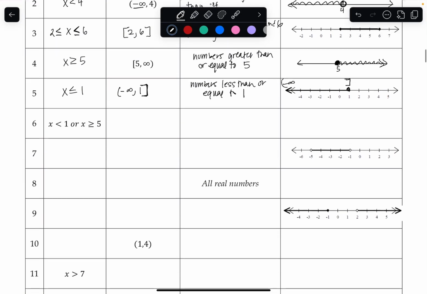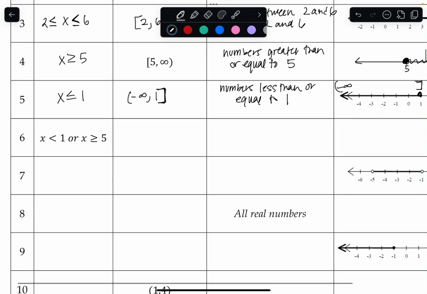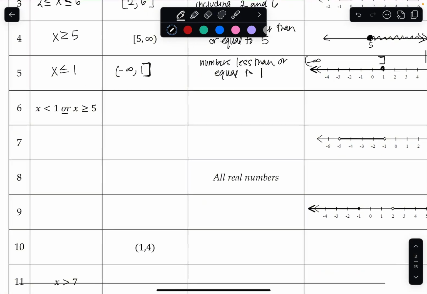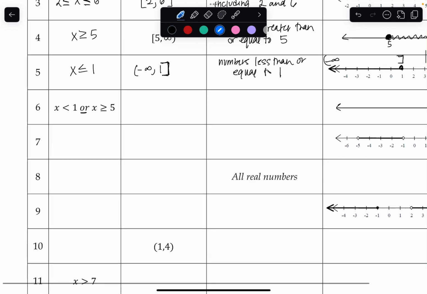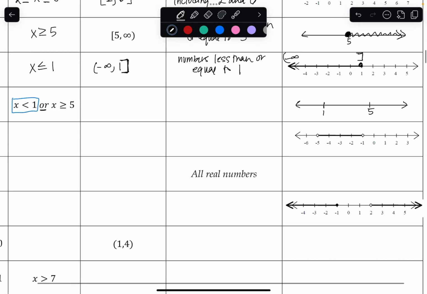All right, so now we're going to get into some compound inequalities. x is less than 1 or x greater than or equal to 5. So we're going to have 2 intervals to shade on here. So starting with the x less than 1, I'm going to put 1 on my number line, and I'm also going to put 5 on my number line.